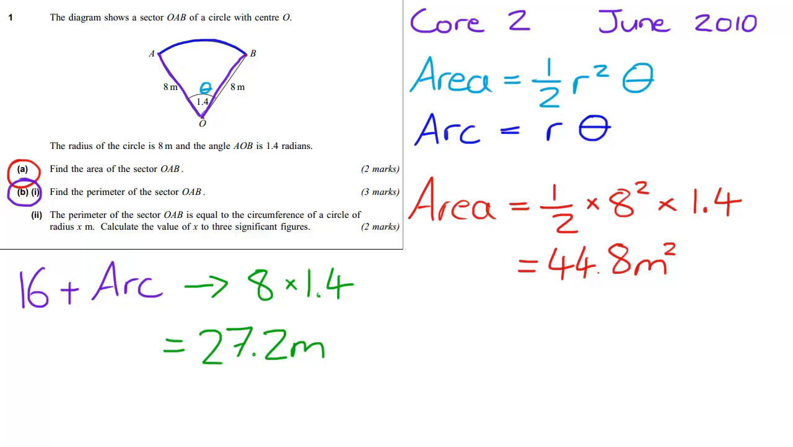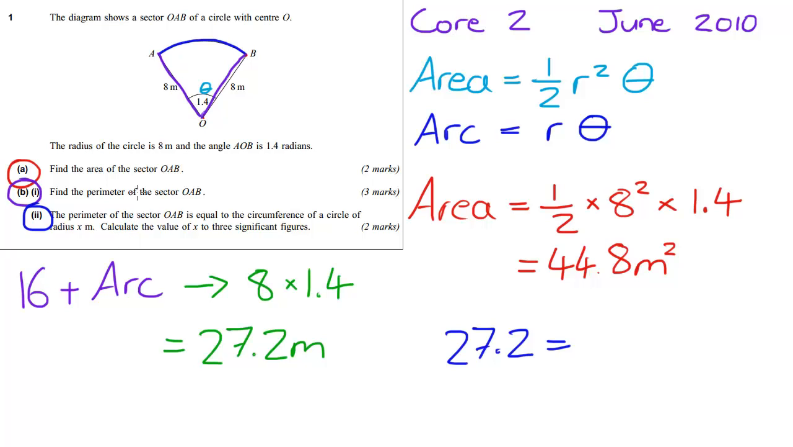So final question, B part 2 or part II. The perimeter is equal to the circumference of a circle with radius x. So calculate the value for x. Now our perimeter, so let's put that down, 27.2, our perimeter is equal to the circumference of a circle radius x.